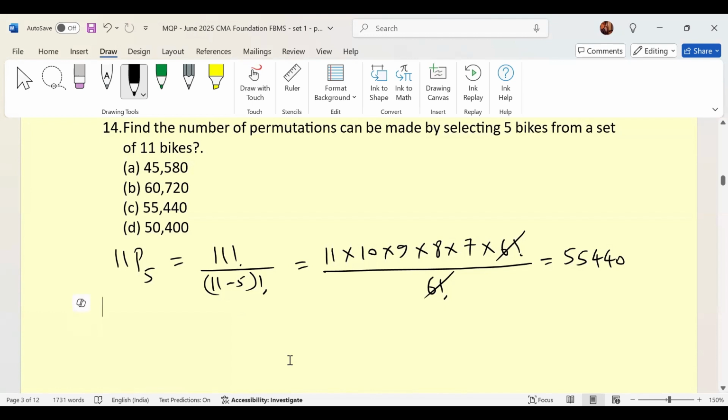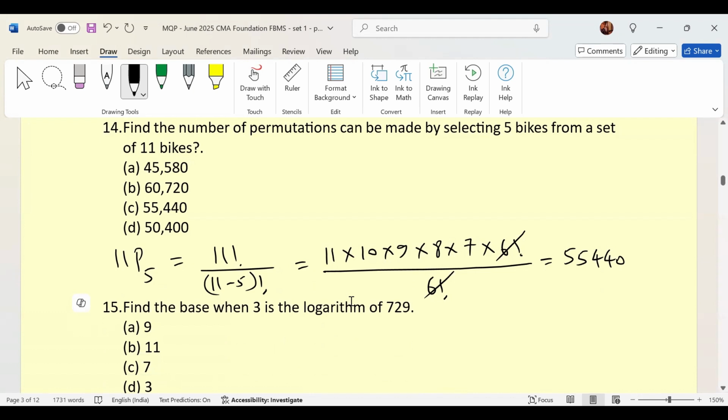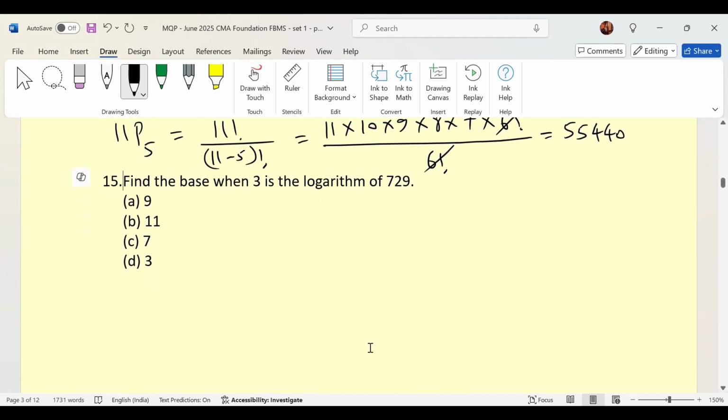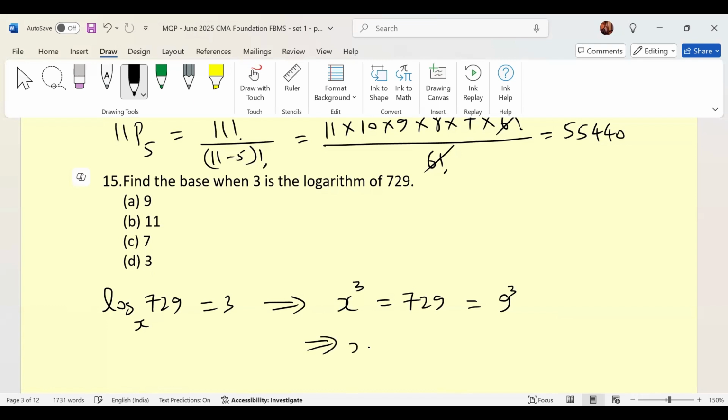Let us move on to the next question. Find the base when 3 is the logarithm of 729. Means we need to find out logarithm of 729 to some base is 3. That means we can write the exponential expression as x cube is equal to 729. 729 can be written as 9 cube. So that means our x value will be 9. So that is the solution. Further questions we will see in our next video.